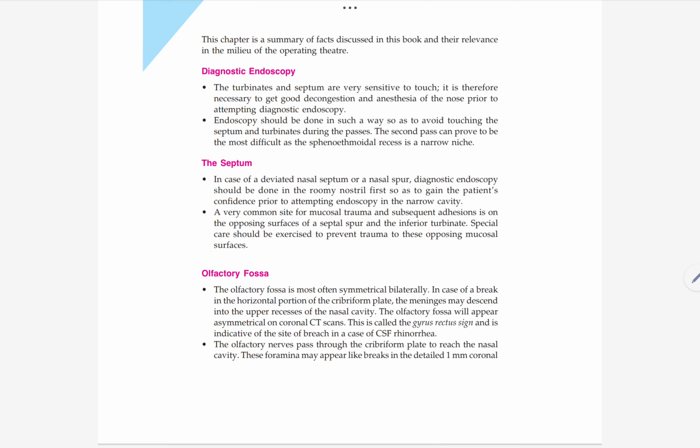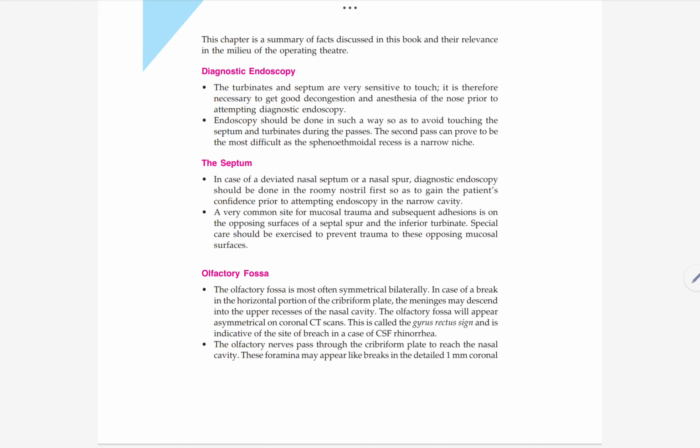A very common site for mucosal trauma and subsequent adhesions is on the opposing surfaces of the septal spur and the inferior turbinate. Special care should be exercised to prevent trauma to these opposing mucosal surfaces.